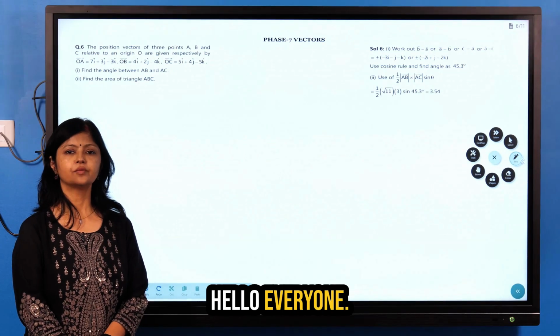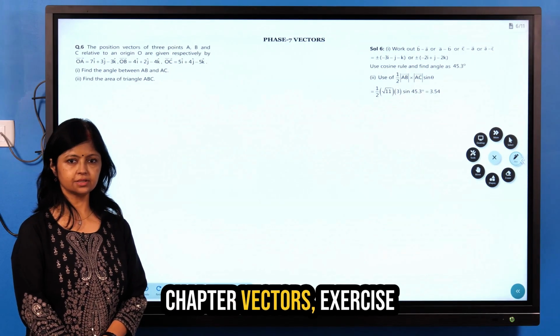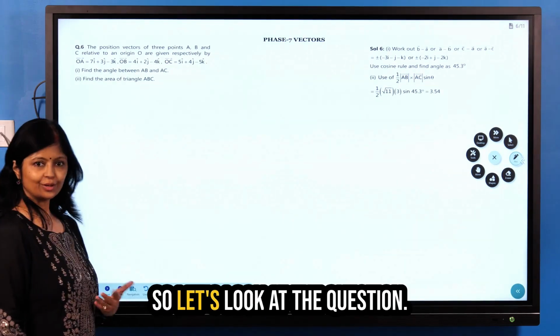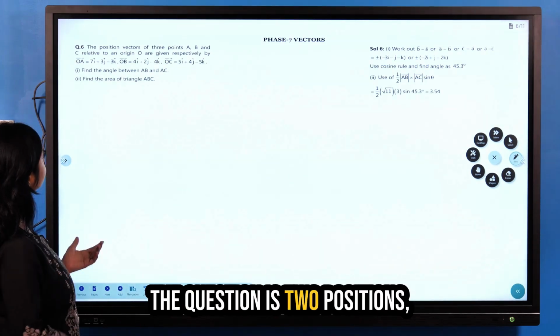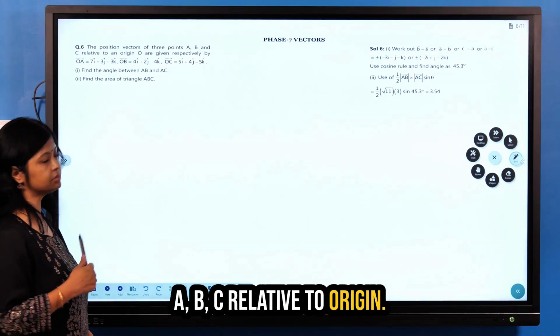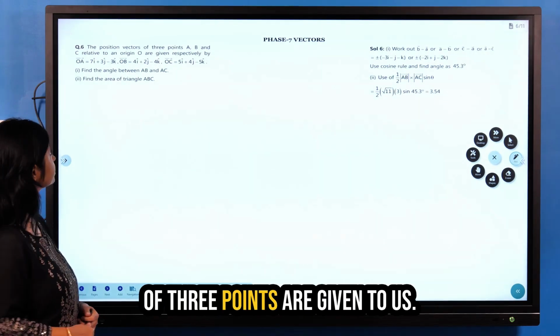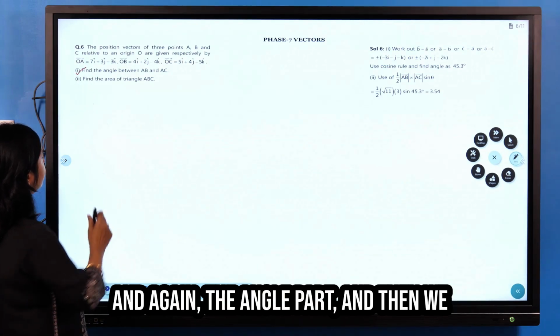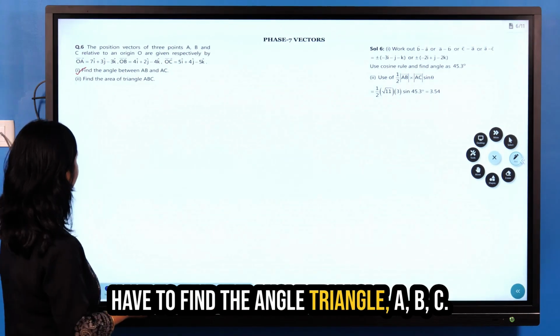Hello everyone. We are looking at phase 7, chapter vectors, exercise 1, question number 6. So let's look at the question. The position vectors of points A, B, C relative to the origin are given to us. Basically the position vectors of 3 points are given, and we have to find the angle and the area of triangle ABC.